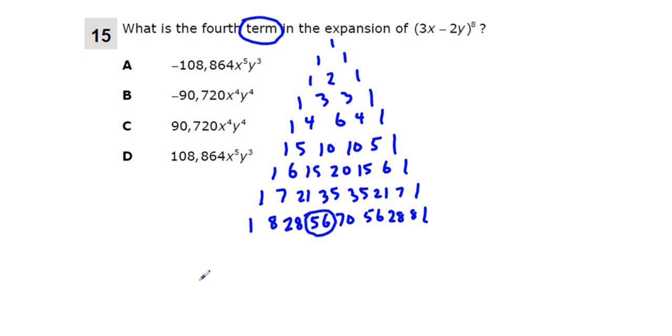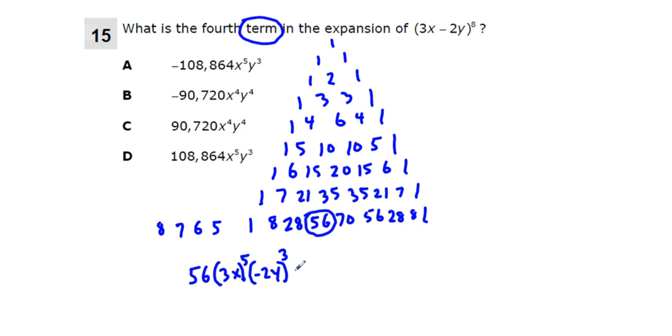So our answer is going to have 56, and then we're going to have 3x. Our first term is going to be 3x to the 8th power, the second one is going to be 3x to the 7th, then 3x to the 6th, and our fourth term is going to be 3x to the 5th. So we're going to put 3x to the 5th, and then we're going to have negative 2y to the 3rd. So that's what it's going to look like.